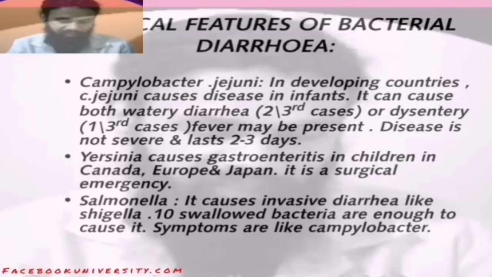Clinical features of bacterial diarrhea. Campylobacter jejuni. In developing countries, Campylobacter jejuni causes disease in infants. It can cause both watery diarrhea in 2/3 of cases, so watery diarrhea is the most common type, or dysentery in 1/3 of cases. Fever may be present. The disease is not severe and lasts 2 to 3 days. So Campylobacter jejuni. Okay.